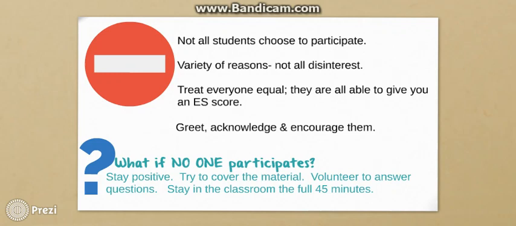Now, I would love to say that I've never had a class where no one participates, but that's simply not true. Occasionally, this does happen. So what do you do if no one participates? First of all, remember to stay positive. You'll want to go through the material yourself, maybe explaining a few things you would have brought out, and volunteer to answer the questions. You'll want to stay in the classroom for the full 45 minutes, so you don't get to end the class just because no one is participating.